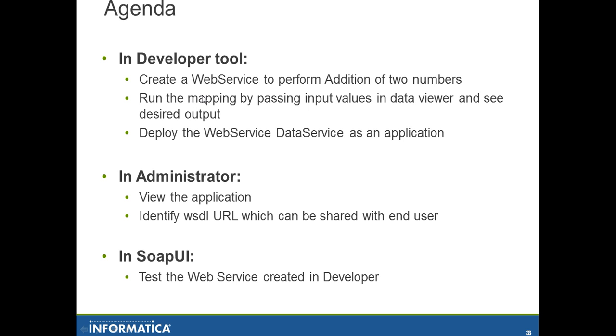The agenda is to first create the web service in the developer tool, which contains a mapping which can add two numbers, run the same mapping in the data viewer to see the output, and then deploy the web service as an application on the DIS. Later we will move on to the administrator to view the application and also to get the web service URL which can be shared with the end user. Finally, we will test the web service outside Informatica using SOAP UI.